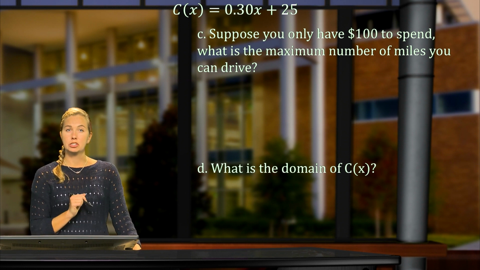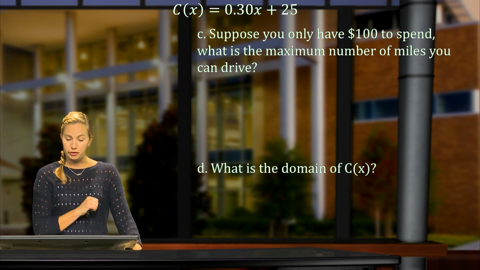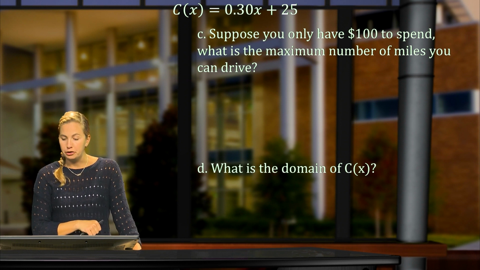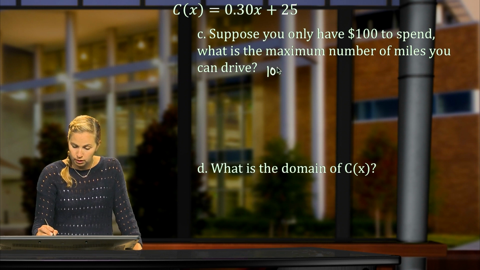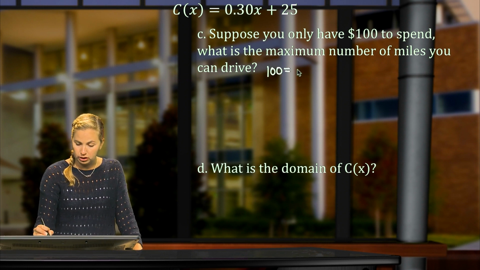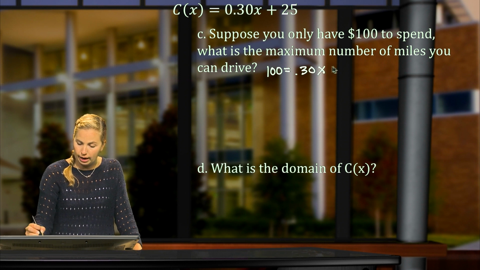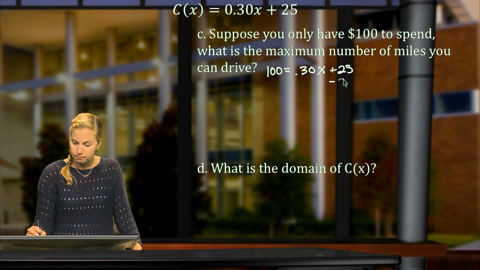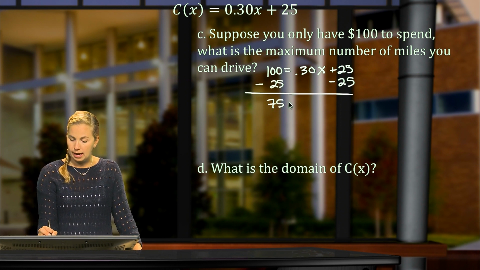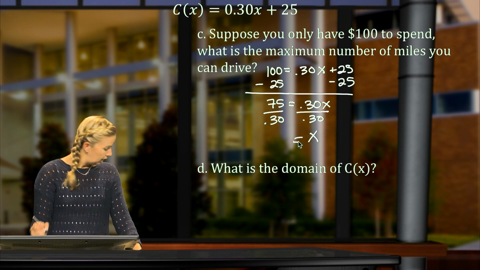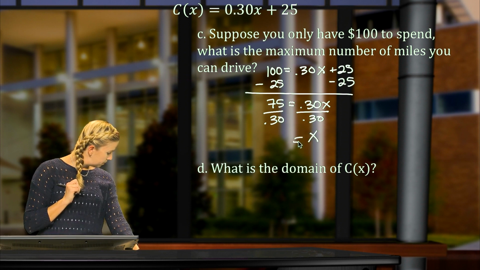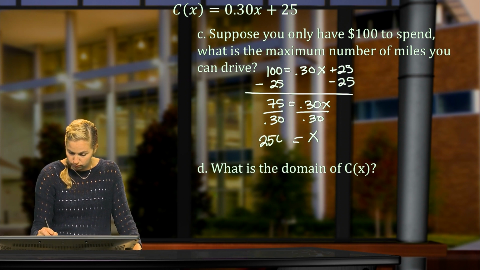So here's our function still. We're still working with that cost of renting a moving truck. Suppose that you have $100 to spend. What is the maximum number of miles that you can drive? So 100 is our cost. We're solving just like we did before: 0.30x plus 25 equals 100, so 0.30x equals 75, and dividing both sides by 0.30, x is equal to 250 miles.